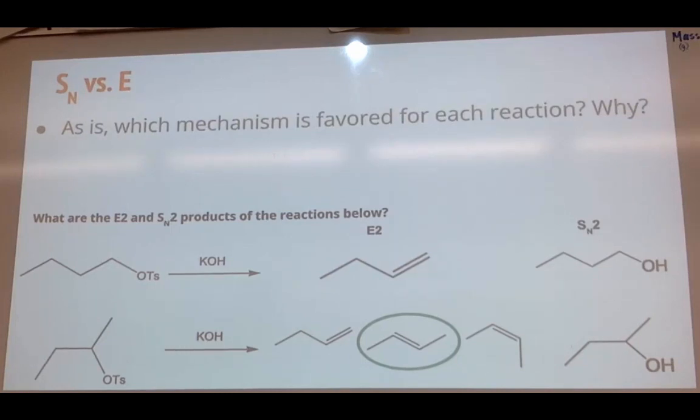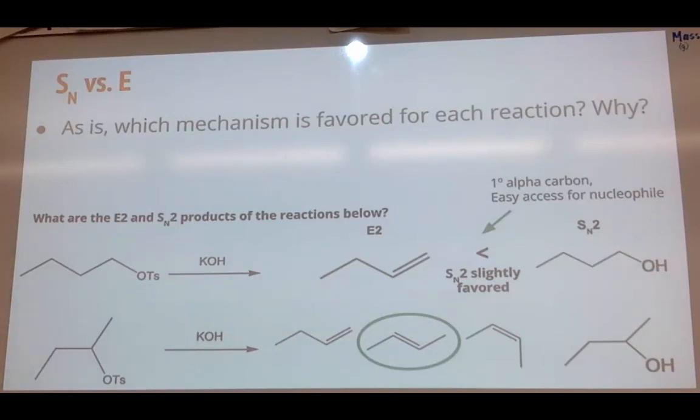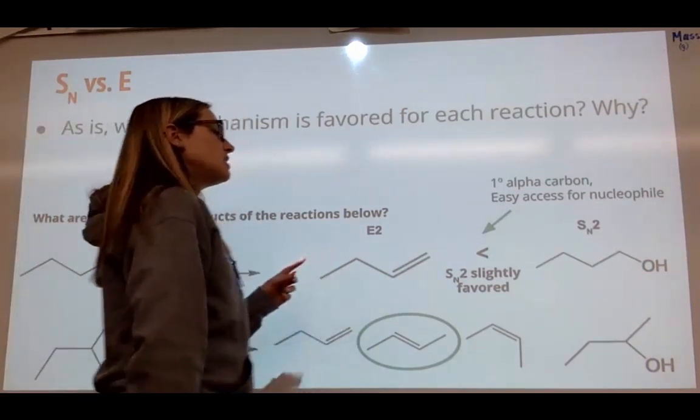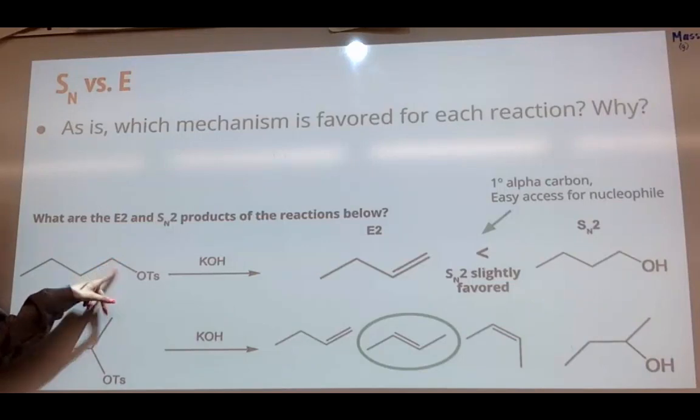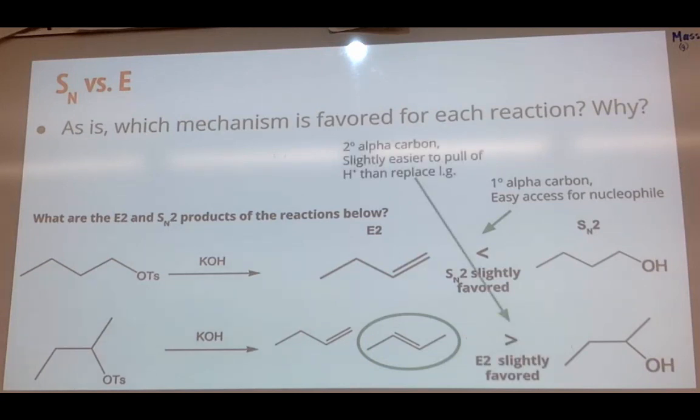So then, how do we know if one is more favored versus the other and why? So for this first reaction, E2 versus SN2, SN2 is actually slightly favored. The reason that SN2 is slightly favored, we have to think about what's happening. This is a primary alpha carbon, so it's actually a little bit easier for that nucleophile to access and substitute in for the tosylate leaving group. Now, what about the bottom one? Well, the bottom one, E2 is actually slightly favored.